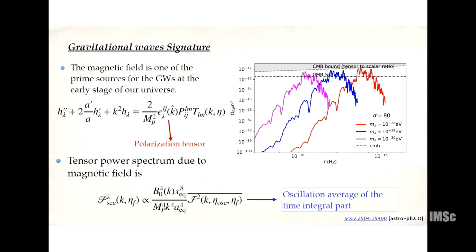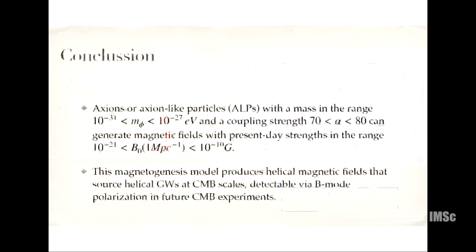So in future CMB observations, if we detect B-mode polarization, then the magnetogenesis scenario can be probed, and the mass of the axion can be constrained if they are present during these times. So this is mainly the outcome of my talk.